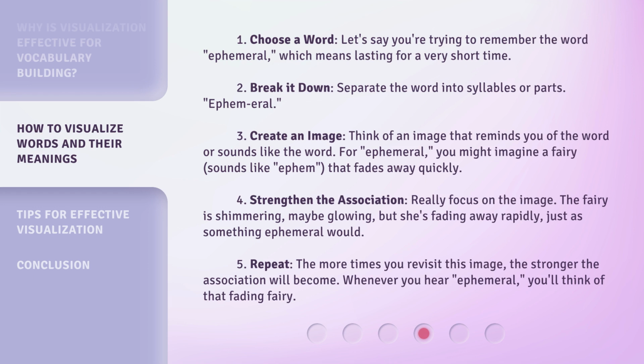4. Strengthen the association. Really focus on the image. The fairy is shimmering, maybe glowing, but she's fading away rapidly, just as something ephemeral would. 5. Repeat. The more times you revisit this image, the stronger the association will become. Whenever you hear ephemeral, you'll think of that fading fairy.